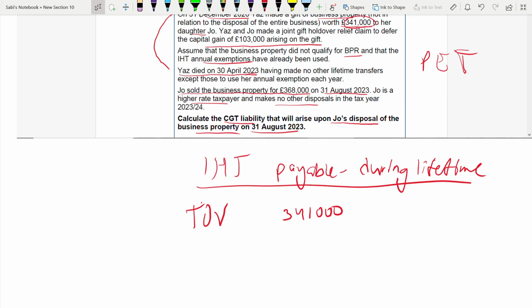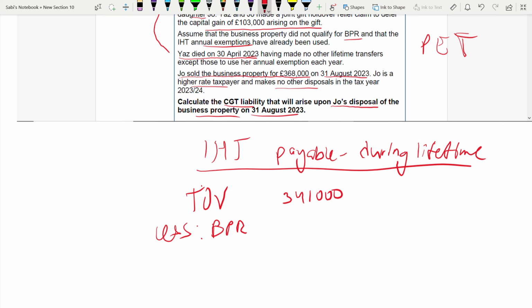But still, you can't just write transfer of value. You have to write that BPR is not available. You will get marks for it. Normally when something is applicable for BPR and you are not getting BPR, you have to write the reasons why BPR is not available. But if something is not applicable for BPR at all, the nature of the asset is not a business asset, you don't have to write the BPR. BPR not applicable per question.